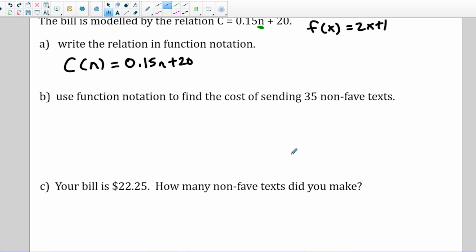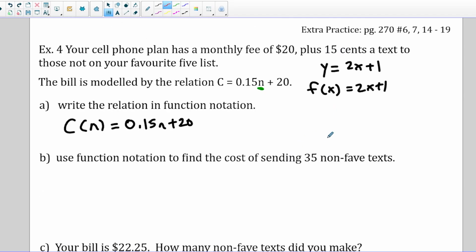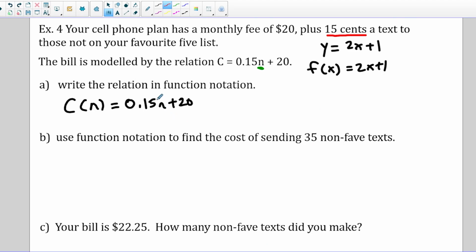So next, we're going to have to use function notation to find the cost of sending 35 non-fave texts. Now, if we take a look at the context of this question, we know that it costs 15 cents per text. So the 15 cents is actually represented in this relation with the 0.15, and the 20 here gives us our monthly fee of 20.